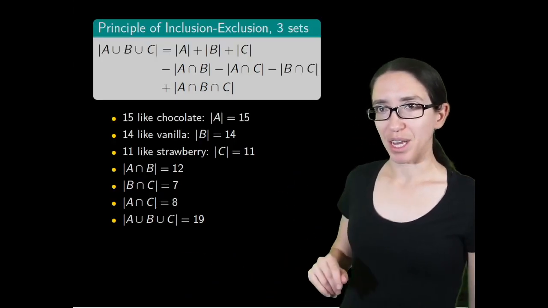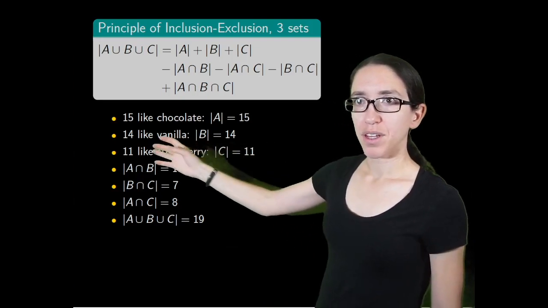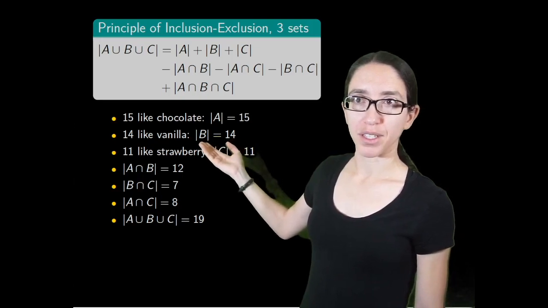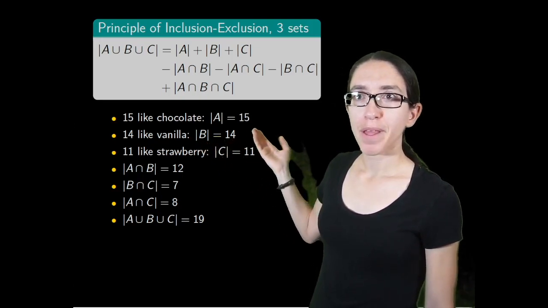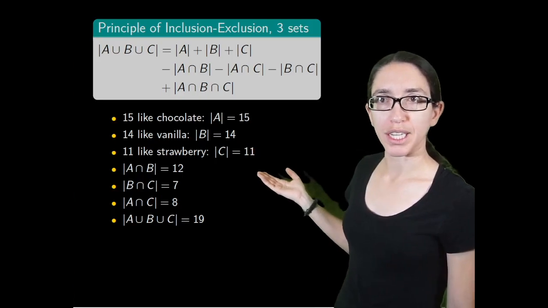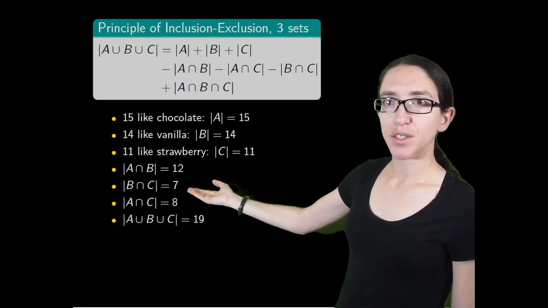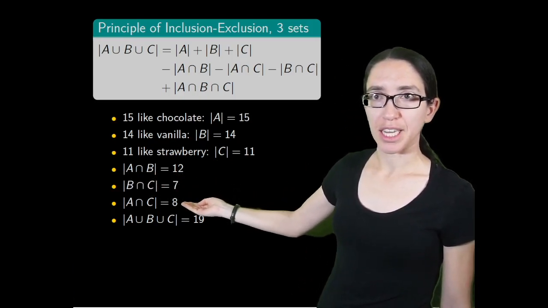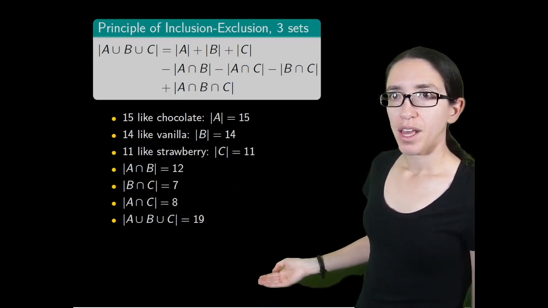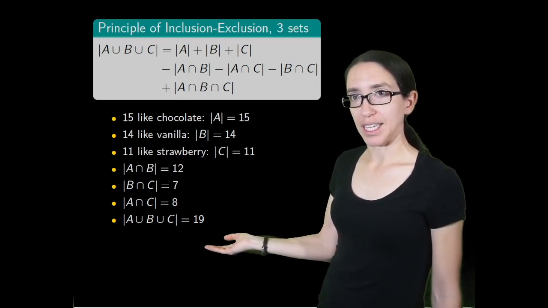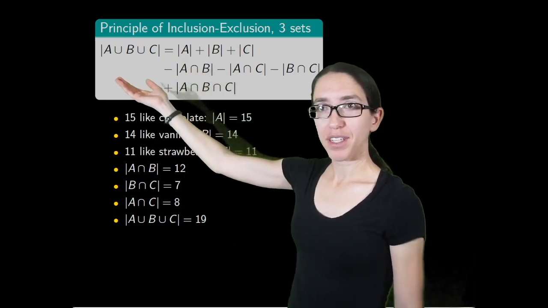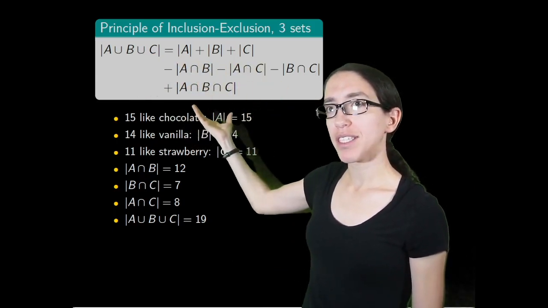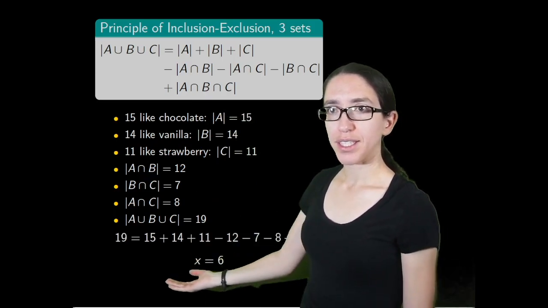So let's use this principle now to solve our problem. In the problem I gave, 15 like chocolate, so we can say A is the set of all people who like chocolate, B is the set of all people who like vanilla, C is strawberry. So the size of A was 15, size of B was 14, size of C was 11. It gave the number of people who like, say, chocolate and vanilla as 12, and then we similarly have 7 and 8 for the other 2 intersections. And we know the union of all the sets is 19. So we can plug in the 19 up on the left here, and then plug the other numbers in for A, B, C, and the intersections of the pairs, and then we just have this intersection left that we can solve for.